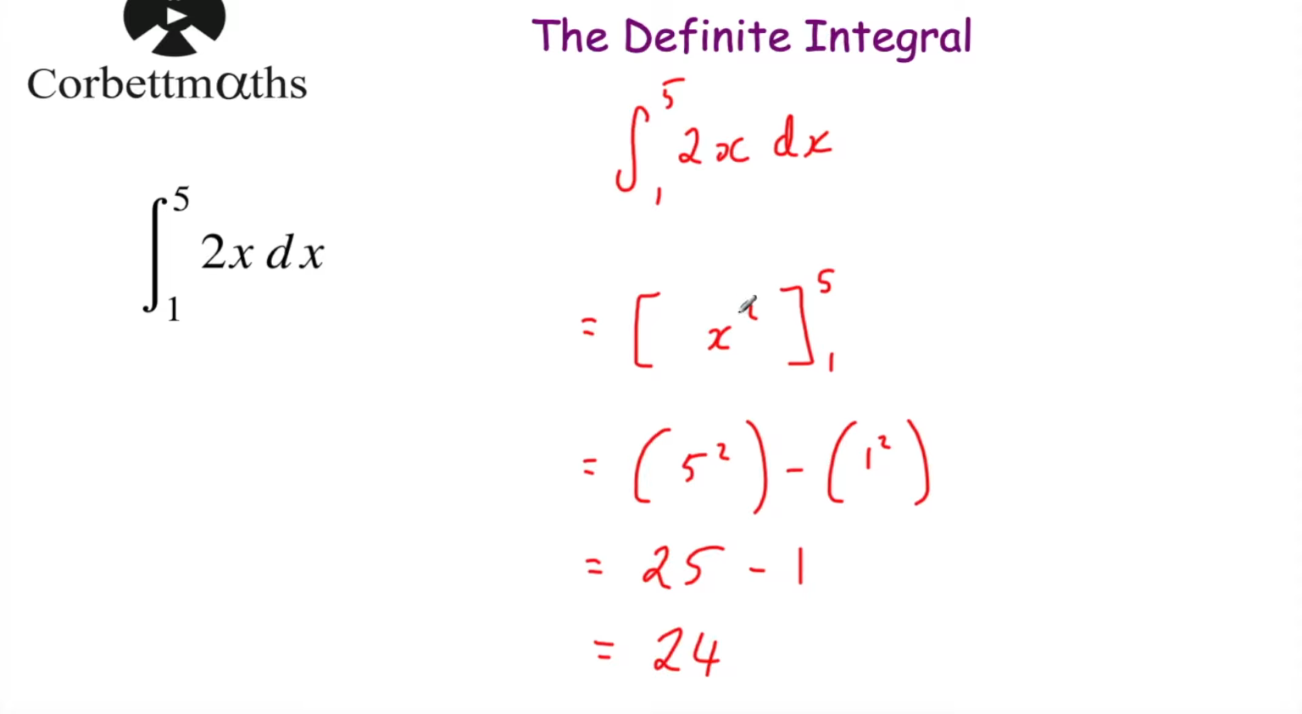Now there are some fantastic calculators that can work this out for you. Some calculators can work out the definite integral for you. So you can actually press the integral of 2x with respect to x and type in 5 and 1 and press equals, and it'll tell you the answer of 24. And that's quite useful to be able to check your answer as well. So that's how you work out the definite integral.